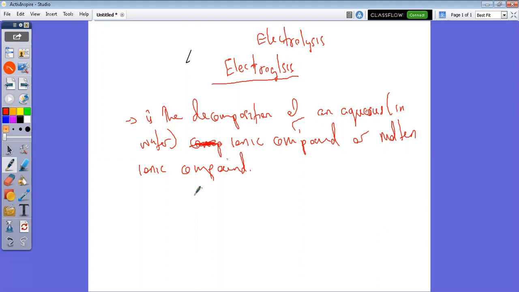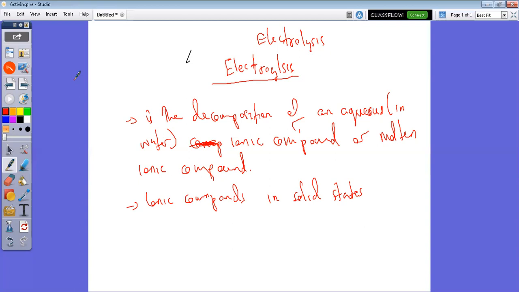Next point is that the ionic compounds in solid state. Do ionic compounds in solid state conduct electricity? No. Ionic compounds in solid state cannot conduct electricity because they don't have free ions. They are fixed in their positions, so they can't conduct electricity. Hence, there are no free ions. Clear?